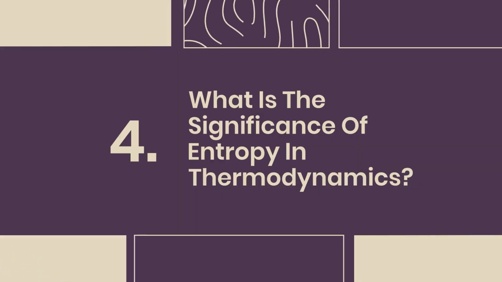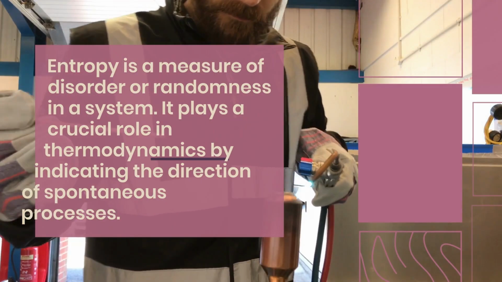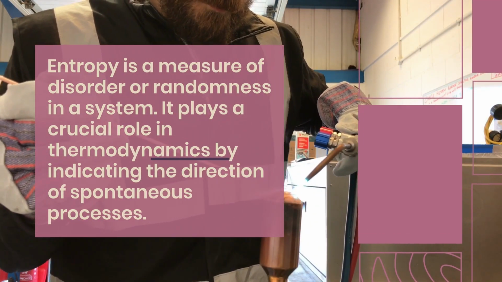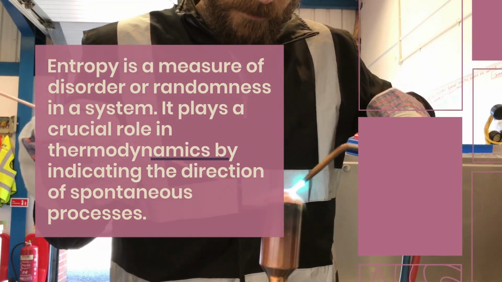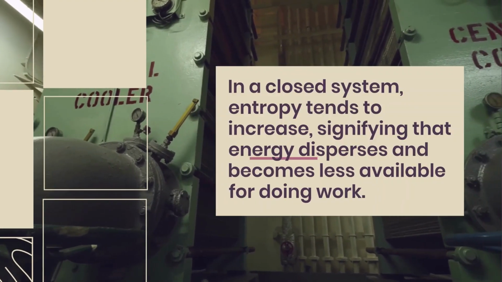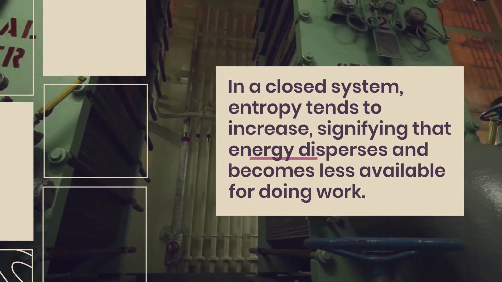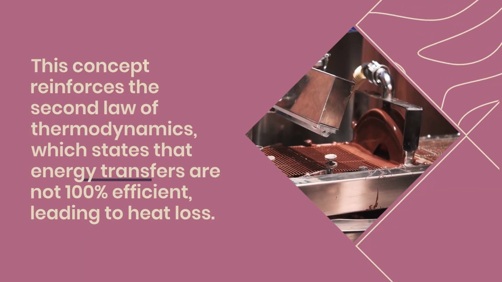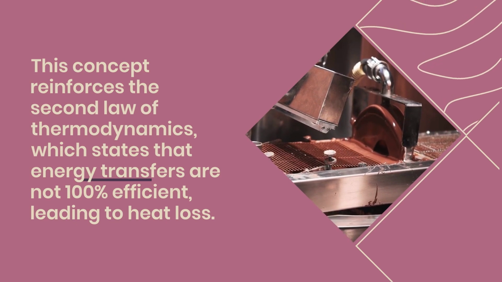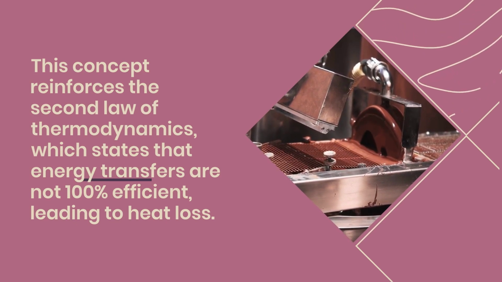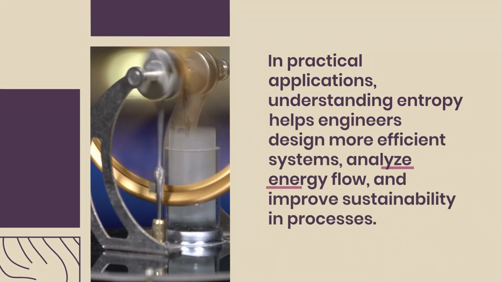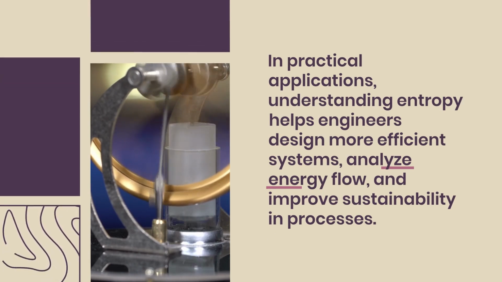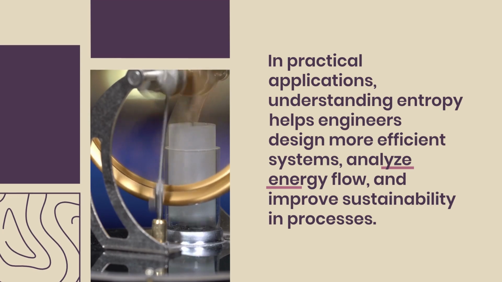4. What is the significance of entropy in thermodynamics? Entropy is a measure of disorder or randomness in a system. It plays a crucial role in thermodynamics by indicating the direction of spontaneous processes. In a closed system, entropy tends to increase, signifying that energy disperses and becomes less available for doing work. This concept reinforces the second law of thermodynamics, which states that energy transfers are not 100% efficient, leading to heat loss. In practical applications, understanding entropy helps engineers design more efficient systems, analyze energy flow, and improve sustainability in processes.